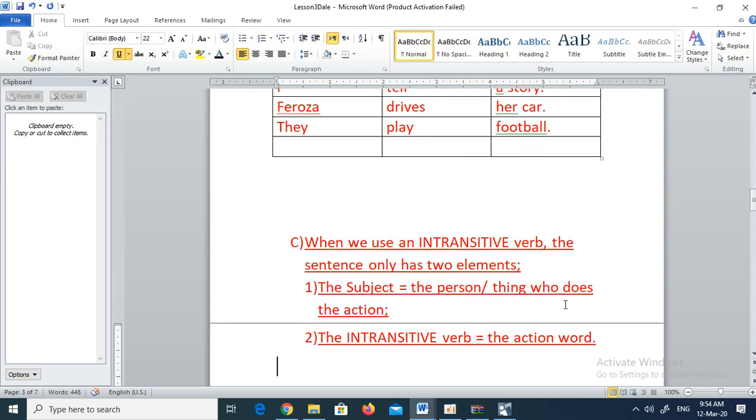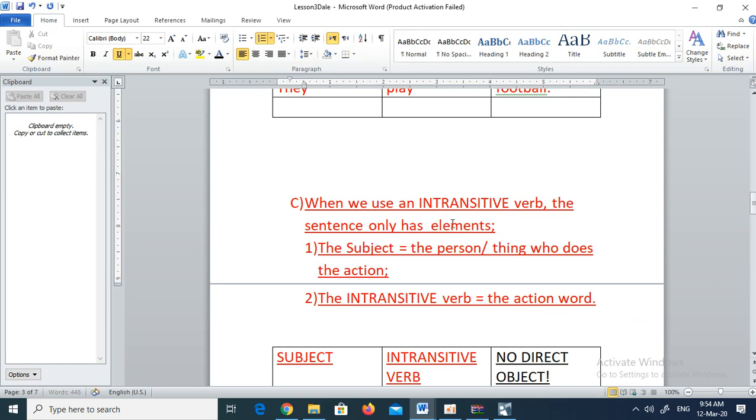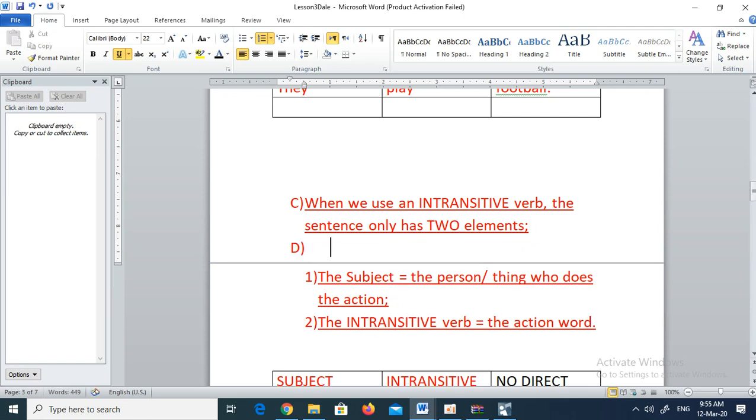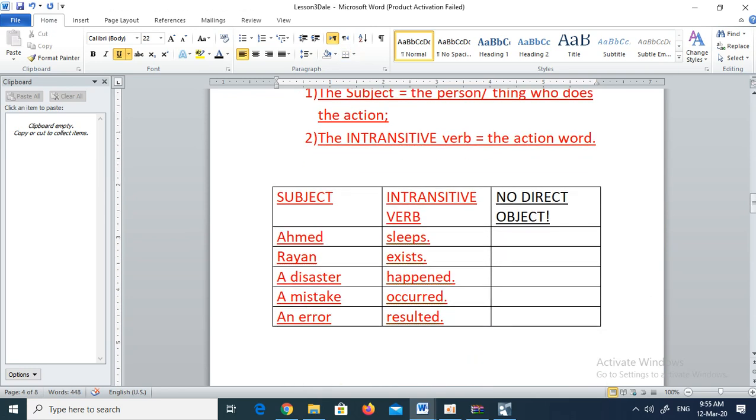Now, when we use an intransitive verb, the sentence only has 2 elements, not 3 as with a transitive verb. So the subject is the person or the thing who does the action, and the intransitive verb, once again, is the action word. So we say Ahmed sleeps. We cannot put a direct object there. I cannot say Ahmed sleeps a dog.